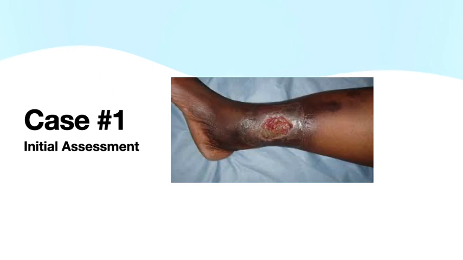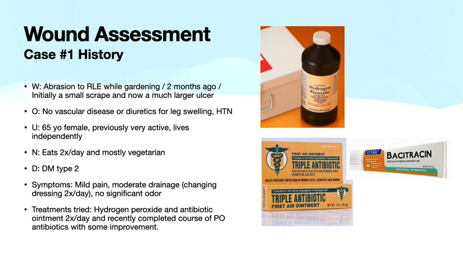Okay, so here's this patient's right leg, and let's start with some history. For W, it starts as a scrape or abrasion to the right leg while gardening, and it happened about 2 months ago. Initially, it was really small. Now it's become much larger, and it's made an ulcer shape. For O, she doesn't have any history of vascular disease that she can tell you about. She doesn't take any water pills or diuretics for leg swelling, but she does have a history of some mild hypertension.